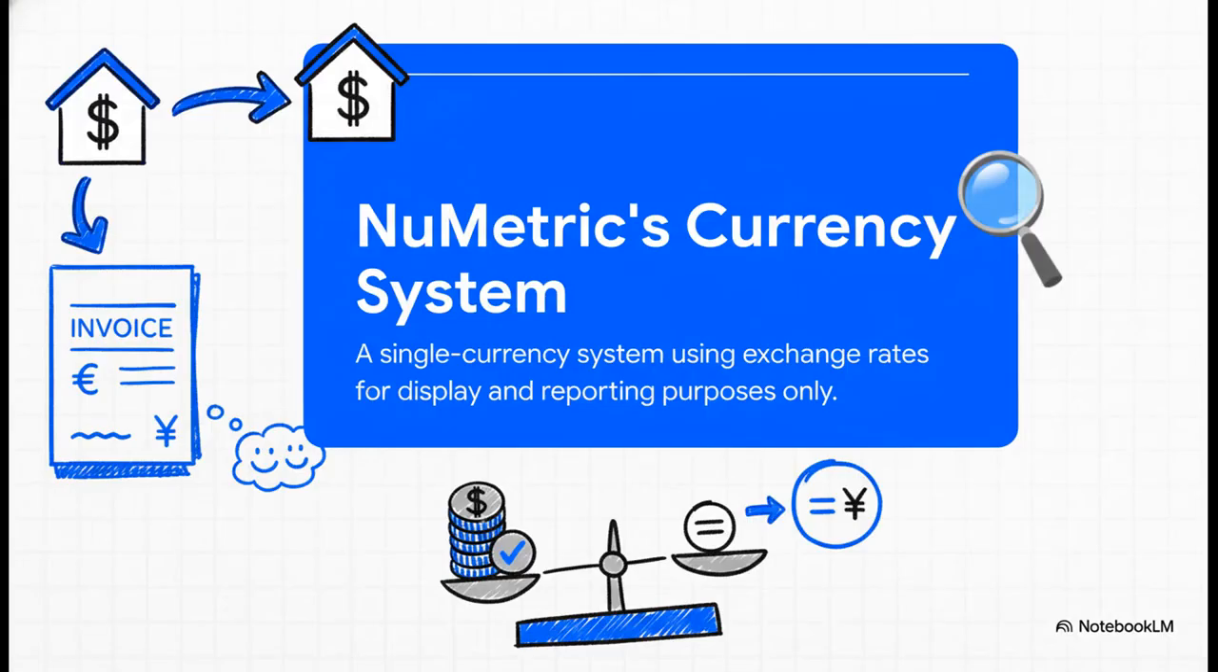Okay, so here is the most important thing to understand about NuMetric's whole philosophy. Your accounting, all of it, always stays in your single home currency. That means it's clean, it's simple, and it's always accurate. The exchange rates you set up are purely for displaying a second total on your invoices. It's really the best of both worlds: total clarity for your client and dead simple bookkeeping for you.